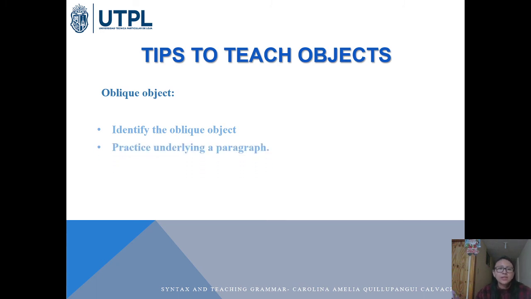Also, another activity that is so good for this is practice underlining a paragraph. You can give them a book or a short paragraph that you prepare for your students, and make them underline just the oblique objects where they think these oblique objects will be. So this is very simple.